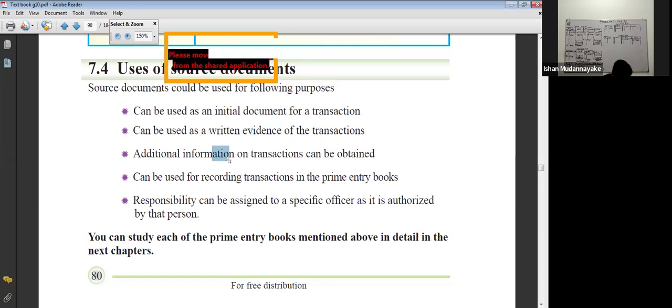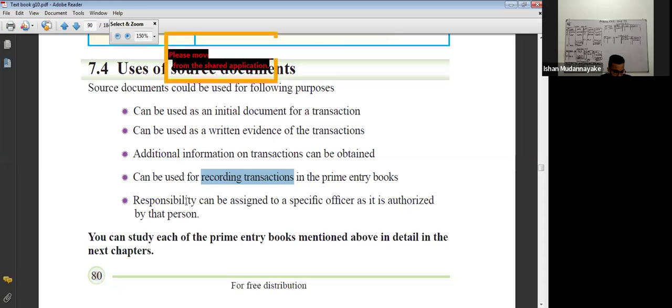Second, additional information on a transaction can be obtained. If you want a telephone number or email address, you can get that additional information. Next, it can be used for recording transactions in the primary books. To record transactions in primary books, we require source documents.